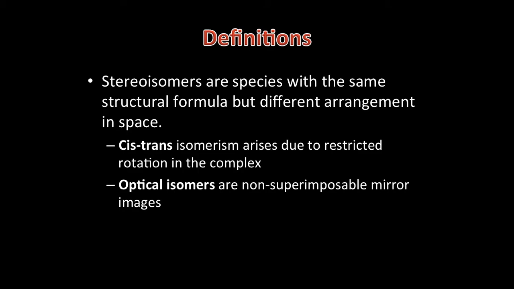Cis-trans isomerism arises due to restricted rotation in the transition metal complex and can occur with monodentate, bidentate ligands or a combination of the two. Optical isomers are non-superimposable mirror images, and you came across these in F324. In transition metal chemistry, optical isomers can arise in octahedral complexes with coordination number 6.